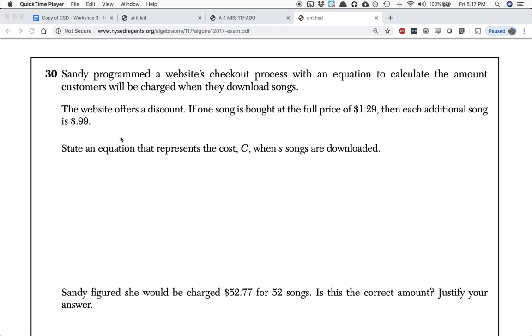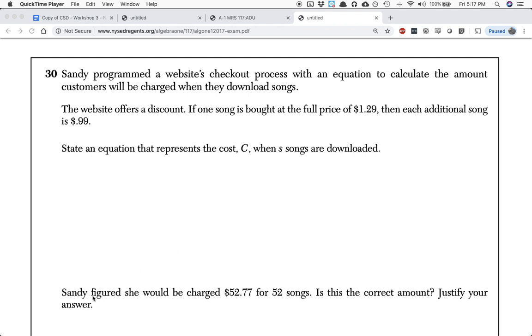All right, we are looking at question number 30 of January 2017. The question is, Sandy programmed a website's checkout process with an equation to calculate the amount customers will be charged when they download songs. The website offers a discount. If one song is bought at the full price of $1.29, then each additional song costs 99 cents. First, we need to write an equation that represents the cost C when S songs are downloaded.